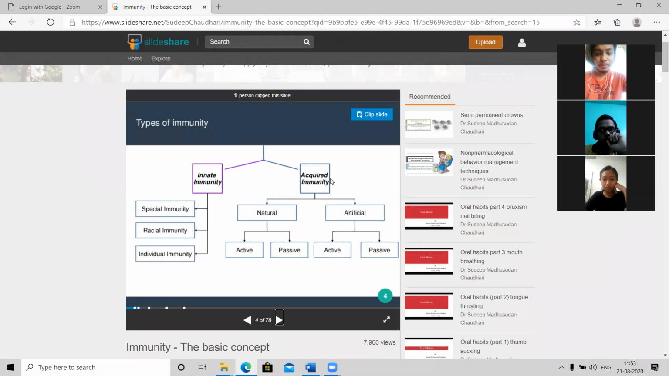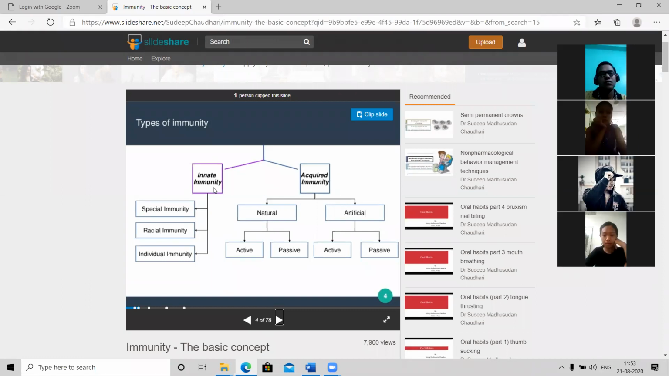Is the screen visible to you all? So this is the innate immunity and this is the acquired immunity. Innate immunity is basically of three different types: species immunity, racial immunity, and individual immunity. So these are the three basic types of immunity in innate immunity.